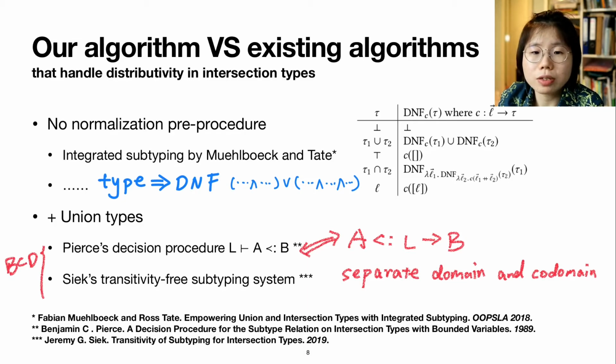And some algorithmic formulations of the BCD subtyping do not need such a process, but they don't support union types. In both Pierce's decision procedure and the Rehof-Urzyczyn-style subtyping system, the domain and the codomain of a function type are separated for comparison.